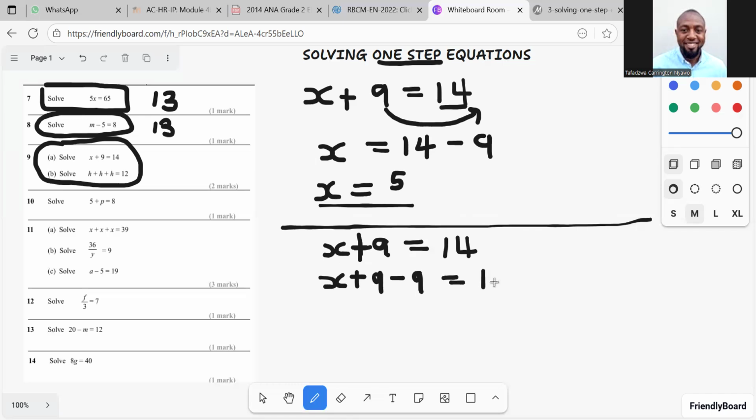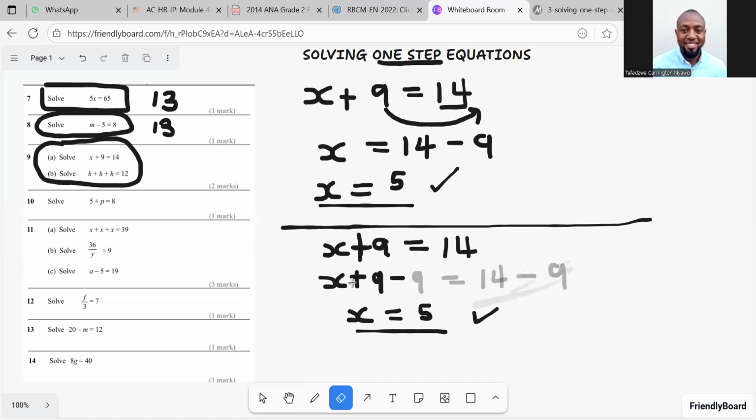And also from there, I'm also going to subtract 9. All right. And then 9 minus 9 becomes 0. Therefore, here I'm left with x is equal to 14 minus 9 is 5. So the answer is going to be x is equal to 5. You see, either way, use this method or this method, still gives you the same answer. Okay, so let me just erase this part. So we are done with this part.